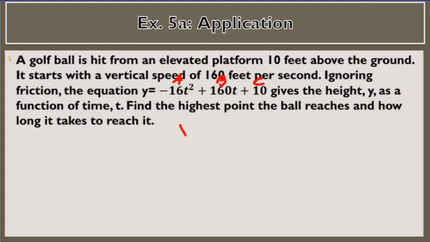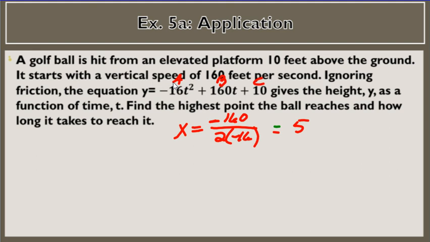So to find the x coordinate, our axis of symmetry, where is it across the vertex? We would have the opposite of 160 divided by 2 times a negative 16. And so I have a negative 160 divided by a negative 32. I would get x equaling a positive 5. So it takes 5 seconds to reach the highest point. But what is the highest point?